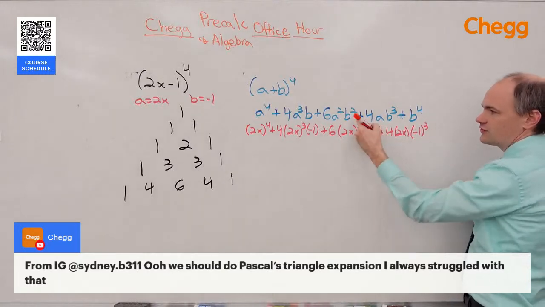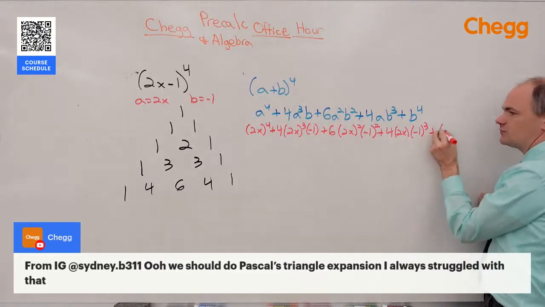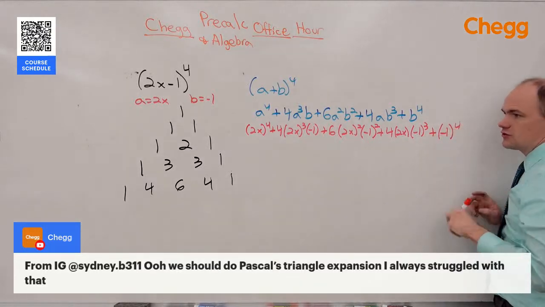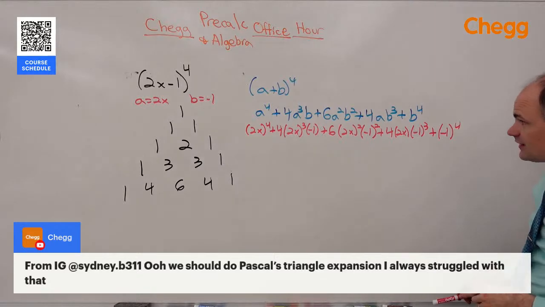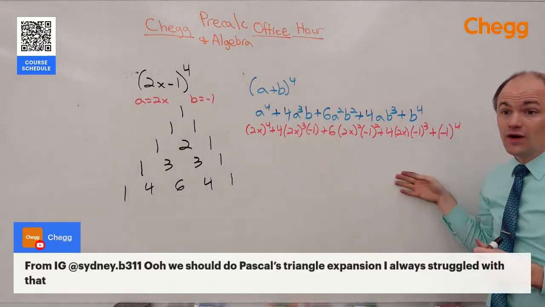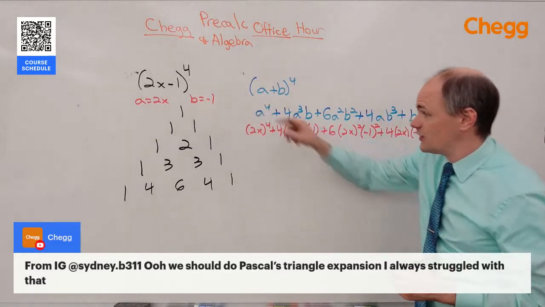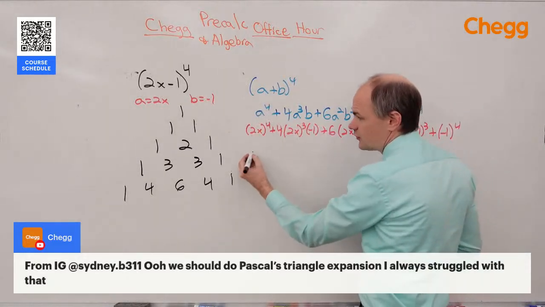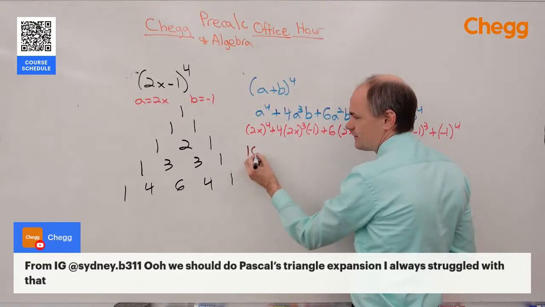I forgot the squared over here. Don't forget your exponents. Plus b, which is -1 to the 4th power. And now we just have to simplify this expression to figure out what 2x minus 1 to the 4th power is. 2 to the 4th power: 2, 4, 8, 16.